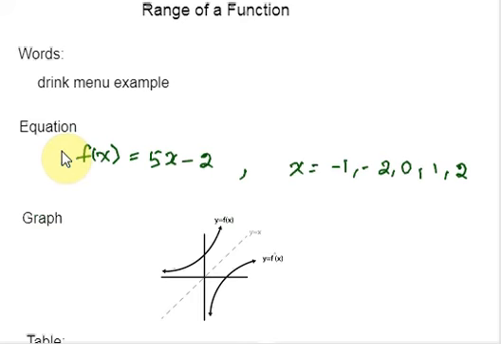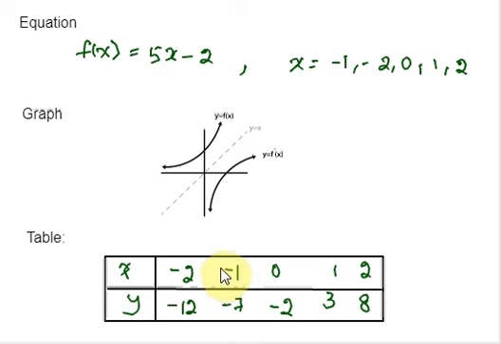And second type of representation is equation. You will have an equation. It can be of any type. And third one is graph. It will be just a graph or a pair of points which will be plotted on the XY axis. And fourth type is table. So a function can be expressed in words format, equation, graph and table. So these are the different representations of function.